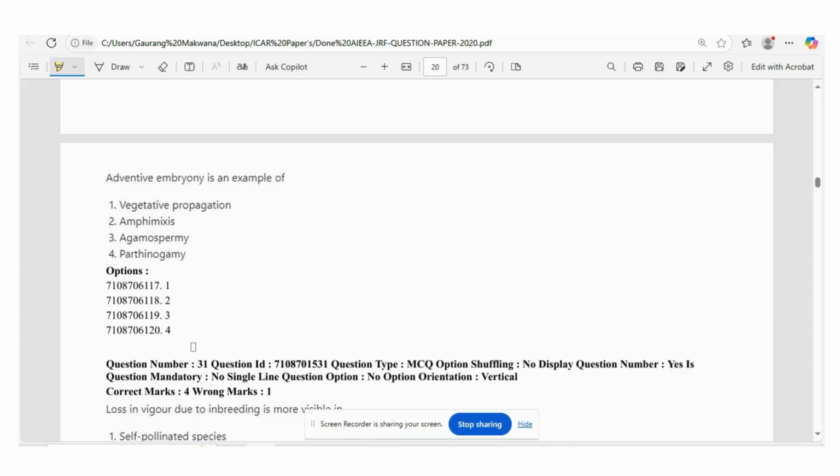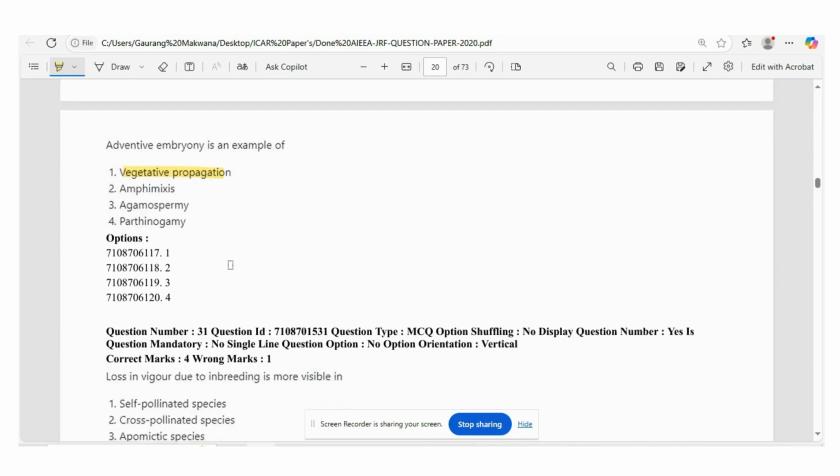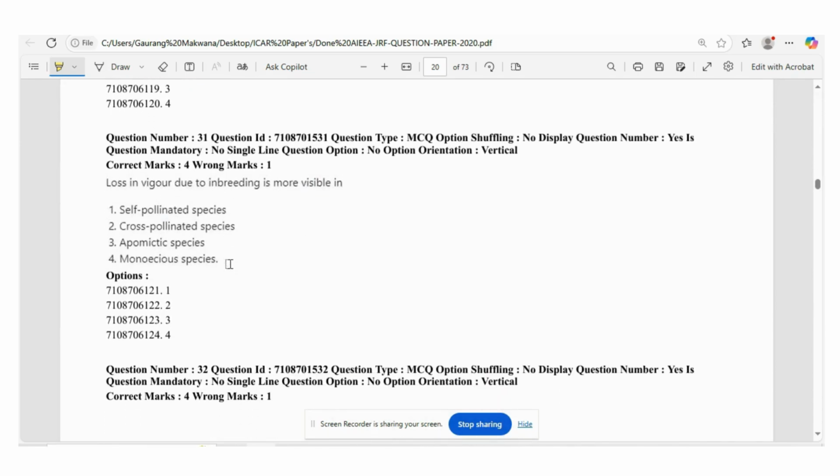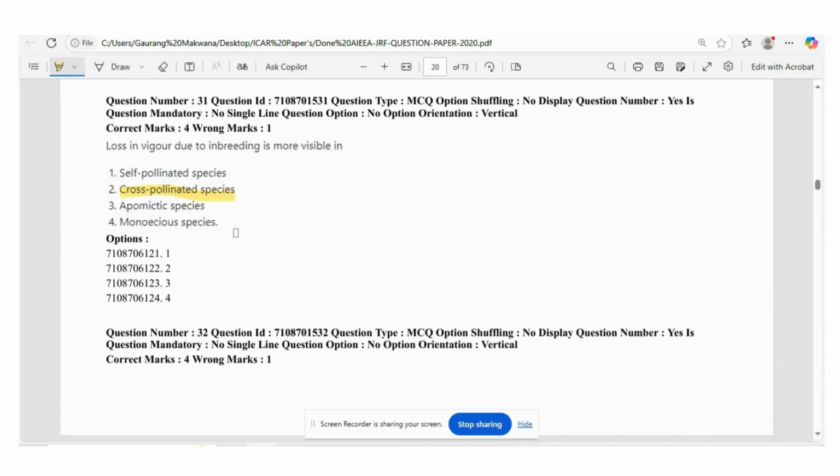Then, adventive embryony is an example of apomixis, not vegetative propagation, in which embryos arise directly from the somatic cells. Then, loss in vigor due to inbreeding is more visible in cross-pollinated species. Why? Because inbreeding depression refers to a loss of vigor, fertility or yield due to repeated inbreeding. So the answer is cross-pollinated species.